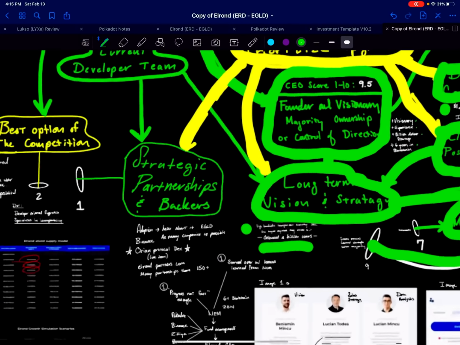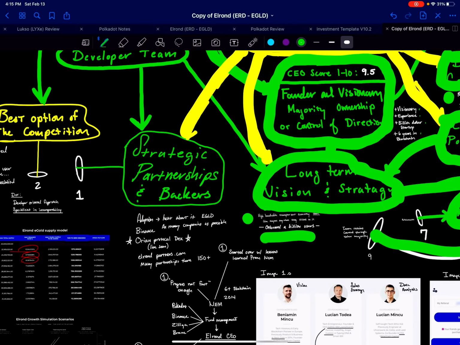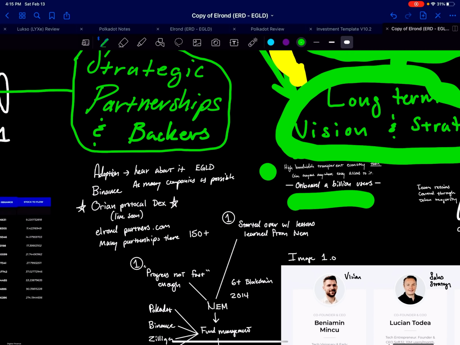Okay, so for partnerships, they have over 150 partnerships, really good, very solid. You could check that out at elrondpartners.com. Now how strong are those partnerships? Some could just be that, oh yeah, we'll work with you a little or something, who knows? But there's a lot of them. Adoption, Binance. They're working on many for adoption.